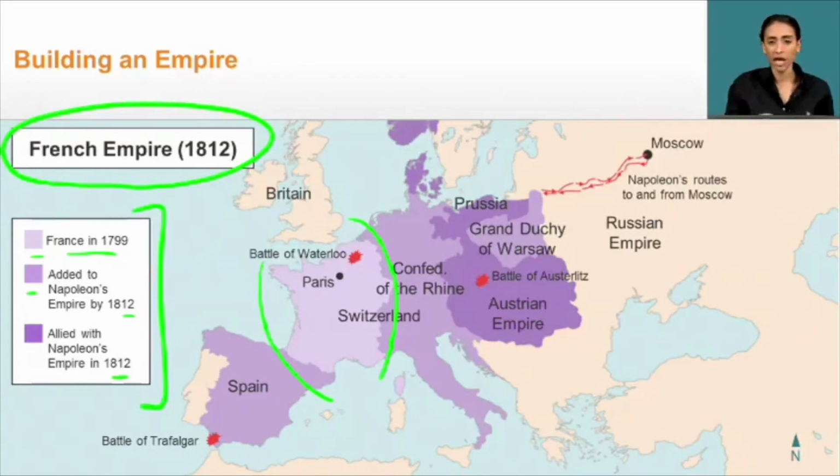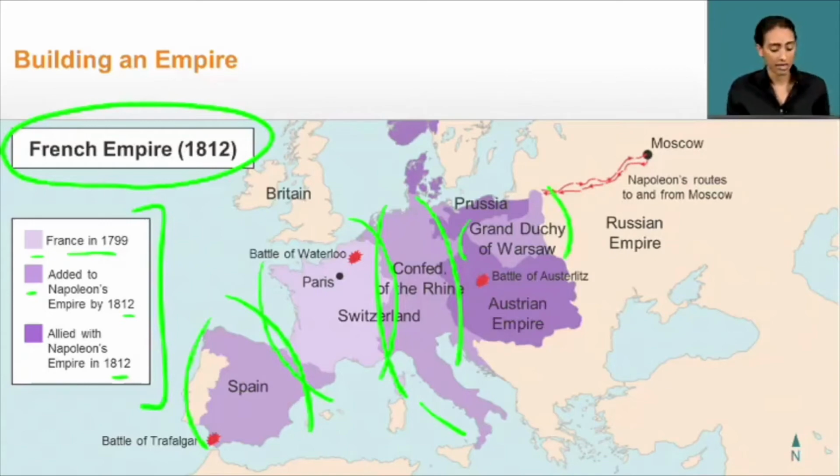So you can see the slightly darker shade of lavender shows us which areas had been added to Napoleon's empire by 1812. You can see it going into Central Europe, Italy, even part of what we now would call Poland. And then you can even see that the alliances that Napoleon had gained included the Austrian Empire, Prussia, parts of Scandinavia as well. And so Napoleon was really growing this empire by annexing and invading these different regions and persuading leaders of other areas to ally with him.